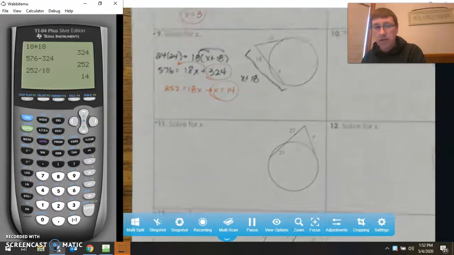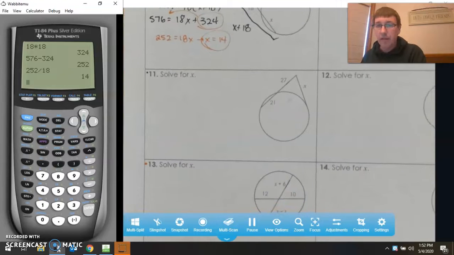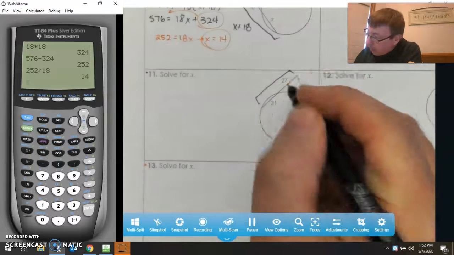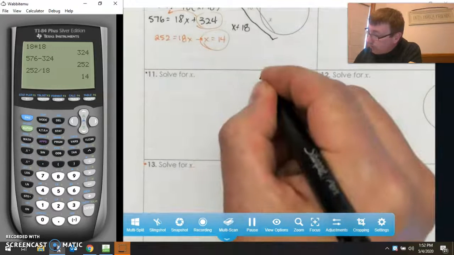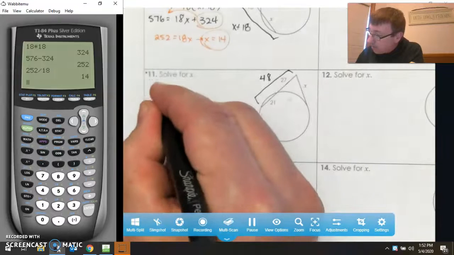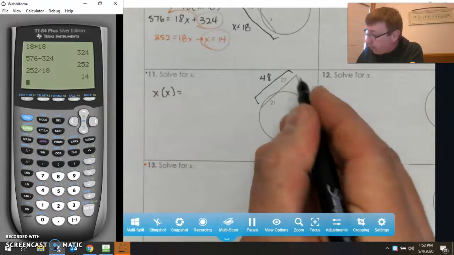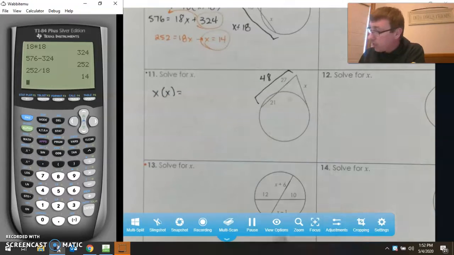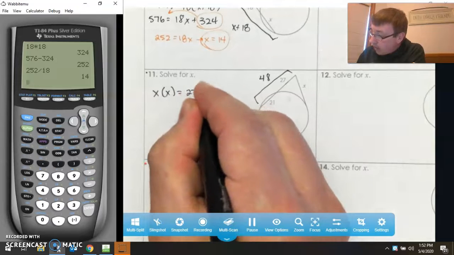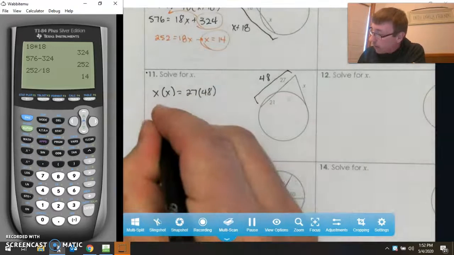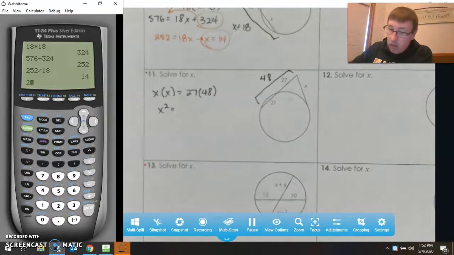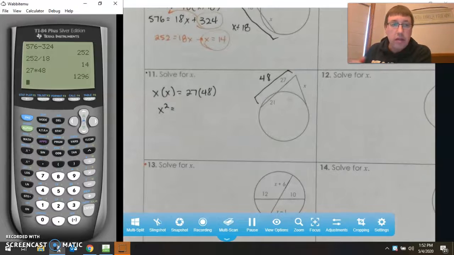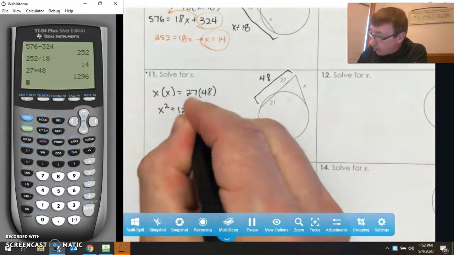Okay, let's take a look at number 11. This is going to be a little bit different, but I think we'll be okay. Still have to find the whole length. 27 and 21 is going to be 48. So x outside times the whole thing for here, outside times the whole length will equal outside times the whole length. This turns into x squared. 27 times 48 is going to be 1296.